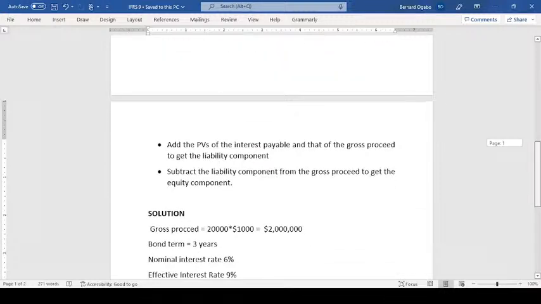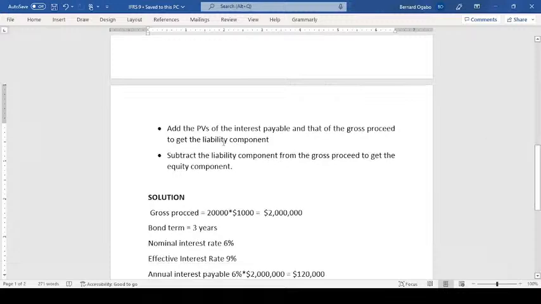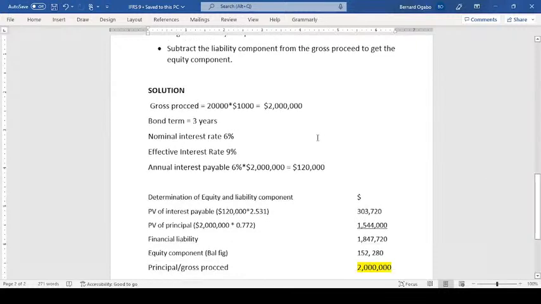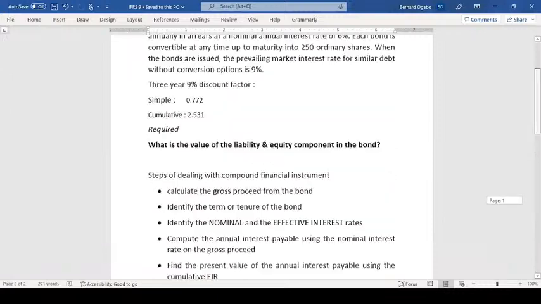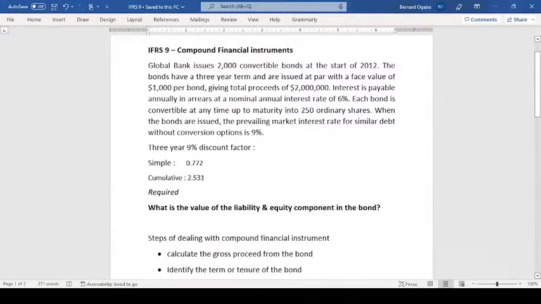The next step is to add the present values, the PVs, of the interest payable and that of the gross proceed to get the liability component. Then you subtract the liability component from the gross proceed to get the equity component. Based on the steps listed above, step number one is that you determine the gross proceed from the bond. At this point, you might want to take a snapshot of the question to help you read through, determine the gross proceeds of the bond, and let's see what happens here.